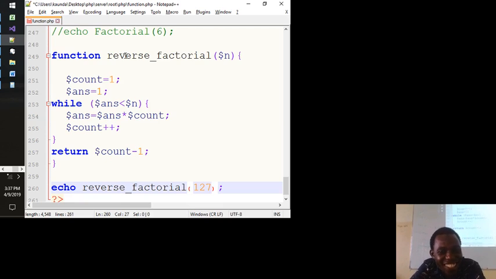What you sent me is actually the factorial, but we want the reverse. But he did well. He did a factorial and sent it to me.